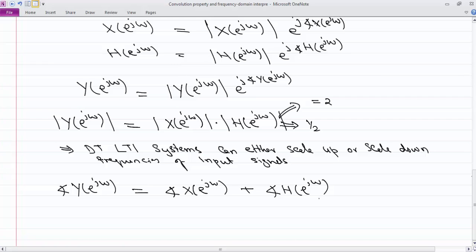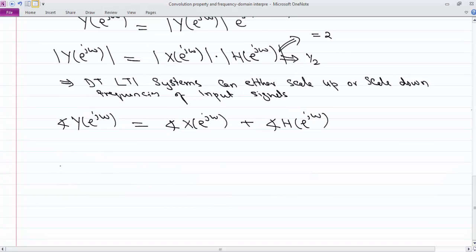So to recap, discrete time LTI systems effectively, the only thing they are doing is changing the strengths of your frequencies and changing their phases. They can either scale up frequencies or scale down frequencies. They cannot add new frequencies into the system. They cannot shift the frequencies.